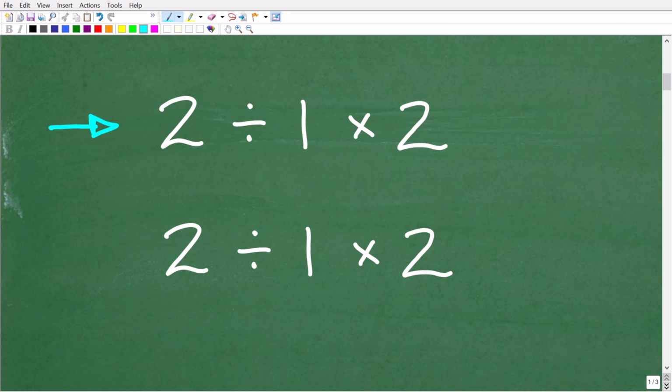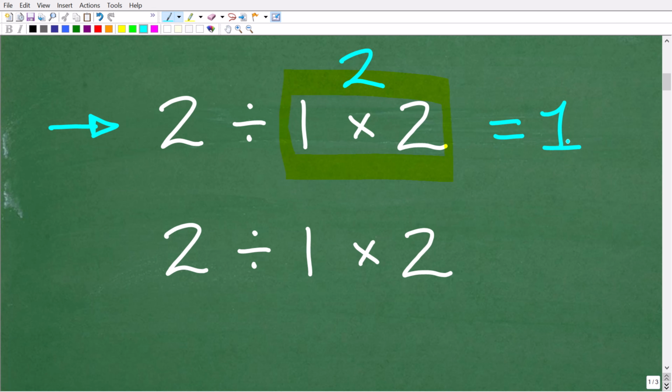Okay, so let's take a look at this problem, and one way we can do it, we have 2 divided by 1 times 2, is to start right here. So as long as you know how to multiply and divide, you may say, well, I'm going to start right here, and I have 1 times 2. So that is 2, and then I have 2 divided by 2, so that is 1. So this looks like a good answer.